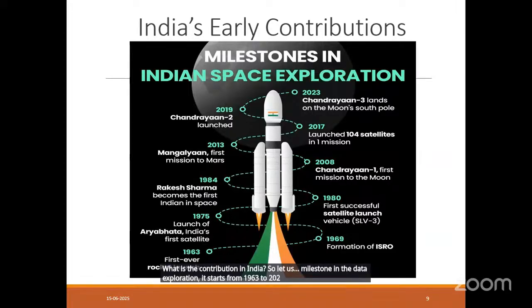Almost from the rocket launch, then the formation of ISRO in 1969. ISRO was formed. Now we have launched Chandrayaan, you know very well, Chandrayaan 1 and 2. So we did a lot, and Aditya is also waiting, and Gaganyaan. So many things. Just think about that: 63, 69, 75, 80, 84, 2008. So each and every time we are doing some innovative things in space technology.